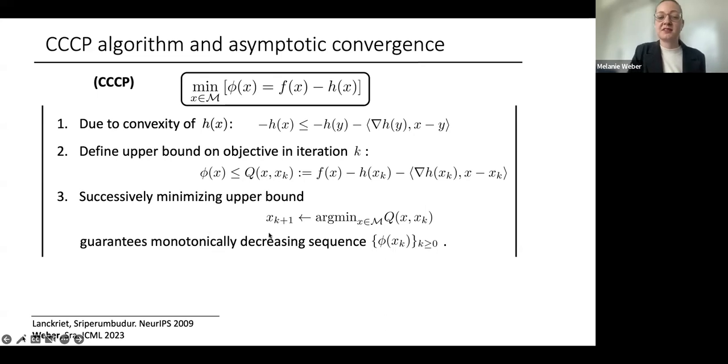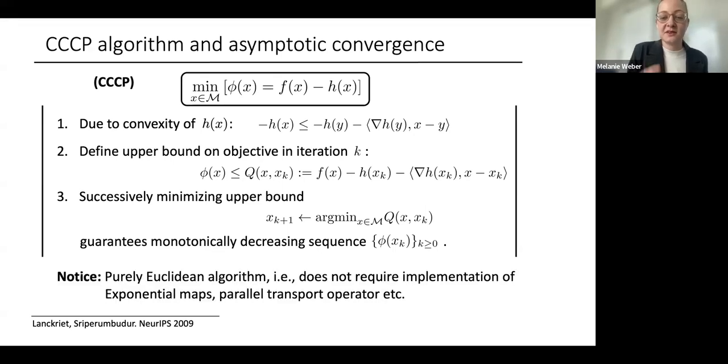And then one can show that the sequence of values that we get from that routine does indeed asymptotically converge to the true optimum. First to note, that's a purely Euclidean algorithm. We have used Euclidean convexity here, this right-hand side. So the actual objective function that we're optimizing in this algorithm is purely Euclidean. There's no Riemannian gradient. We don't need to implement any exponential maps or any parallel transport operators. So it is a purely Euclidean algorithm.